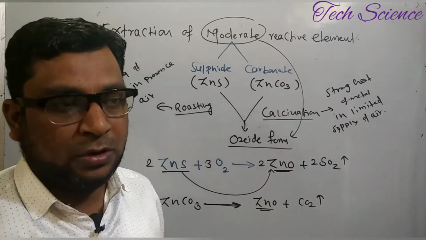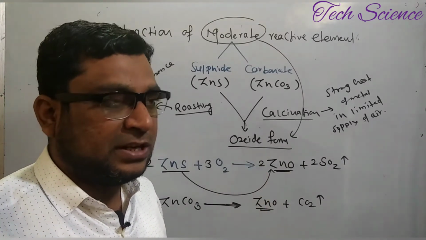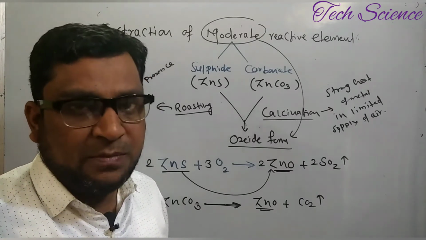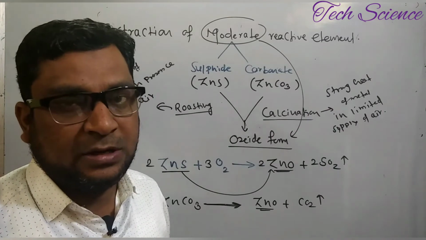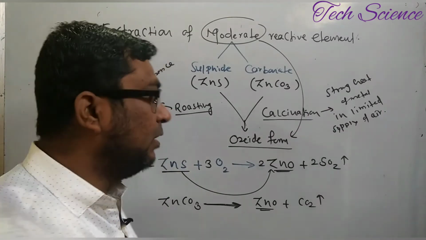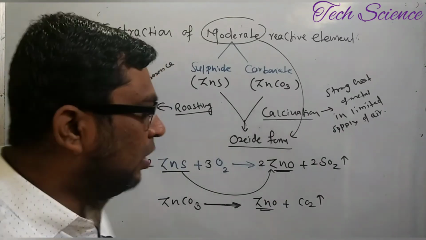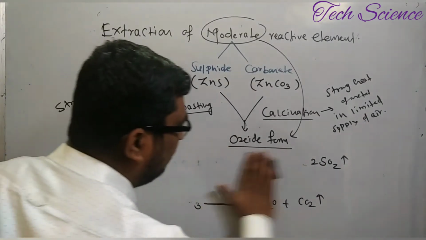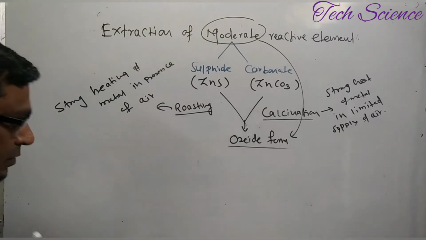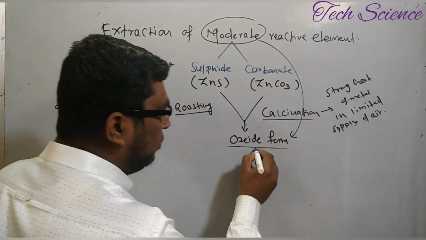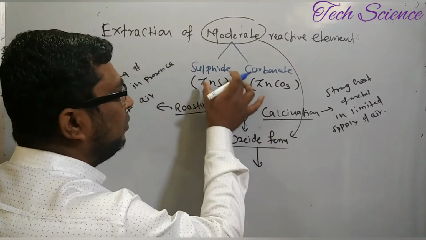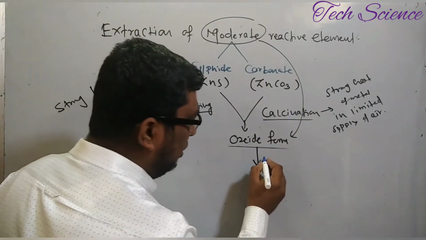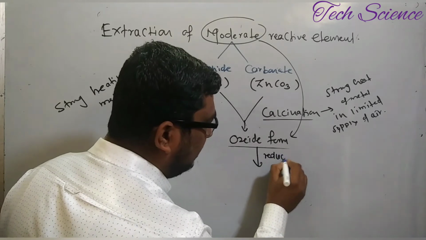Why? Because, as I told you, extraction of the metal from its oxide form is a very easy method compared to the sulfide or carbonate form. Now observe, this is the half method that we already did. Now the question is what we have to do after the oxide form. Once you have got the metal from sulfide or carbonate into oxide form, we have to use some kind of reducing agent here.